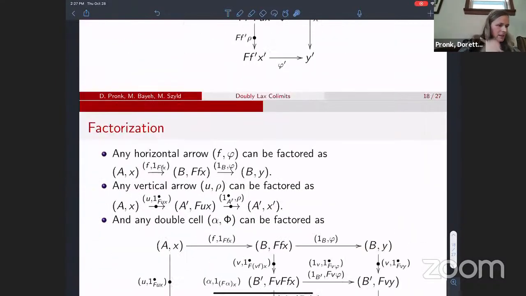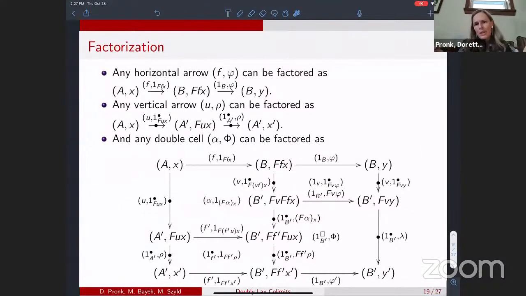Okay. So these can be composed. All of that is in our paper, which we hope to get up on the archive in a couple of weeks. We're almost done.